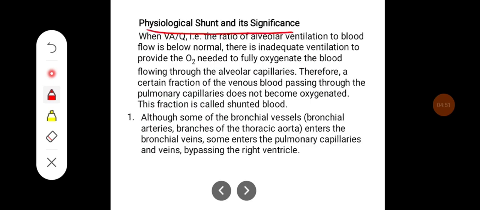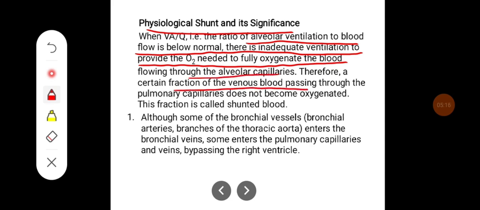Physiological shunt and its significance. When the ventilation perfusion ratio, the ratio of alveolar ventilation to the blood flow, is below normal, there is inadequate ventilation to provide the oxygen needed to fully oxygenate the blood flowing through the alveolar capillaries. Therefore, a certain fraction of venous blood passing through the pulmonary capillaries does not become oxygenated. This fraction is called shunted blood.